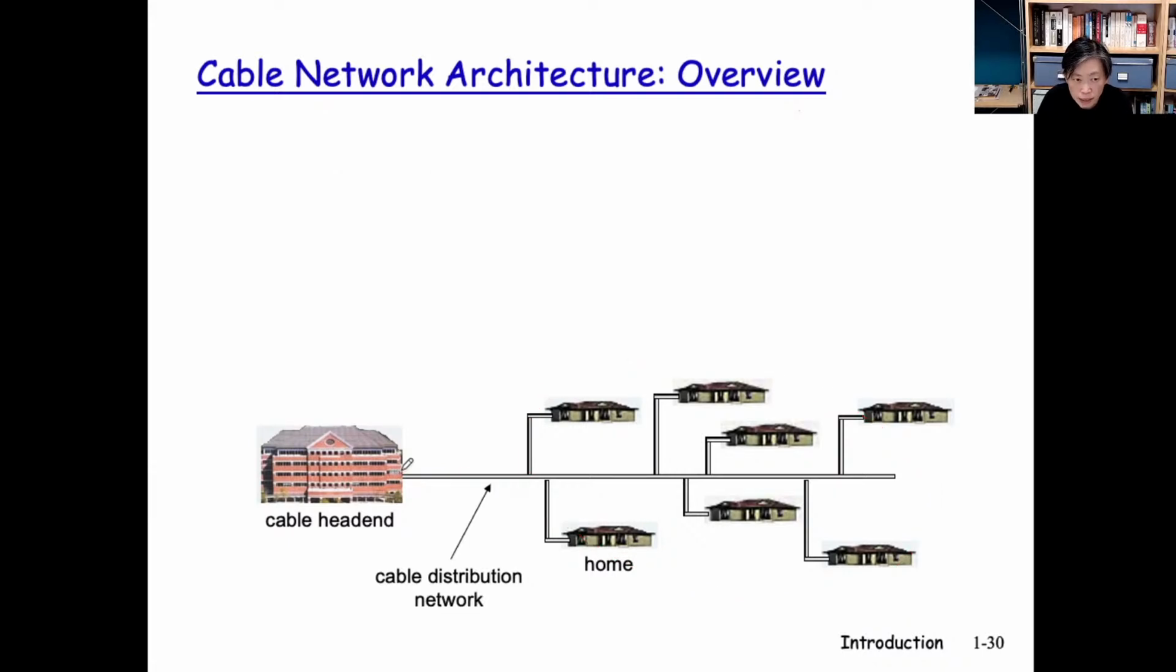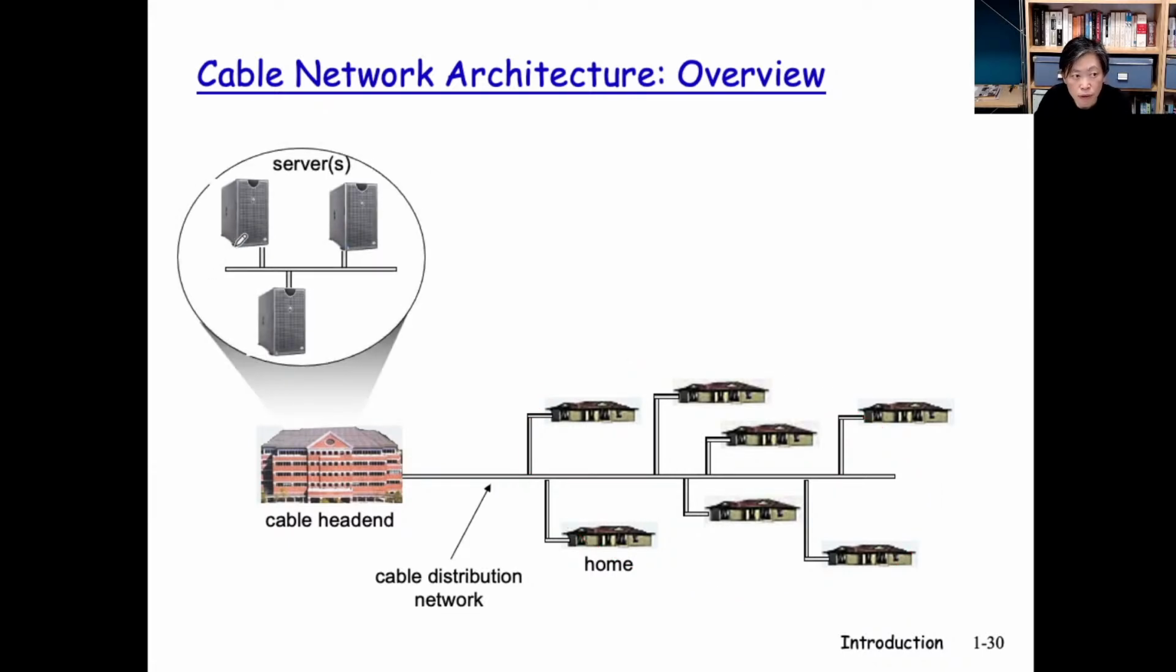And inside the cable company, you often see lots of these video servers, and stored on these video servers are the TV programs. So the cable head will stream these videos down this way. Gets split here, here, here, here, depending on what each of the households is requesting.